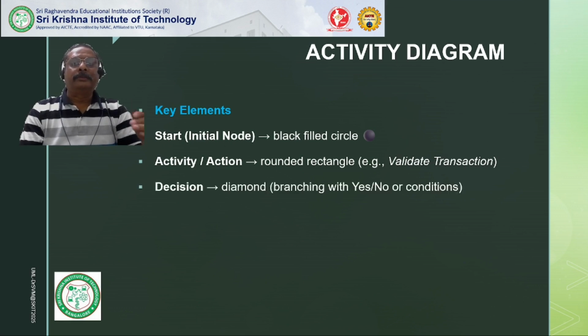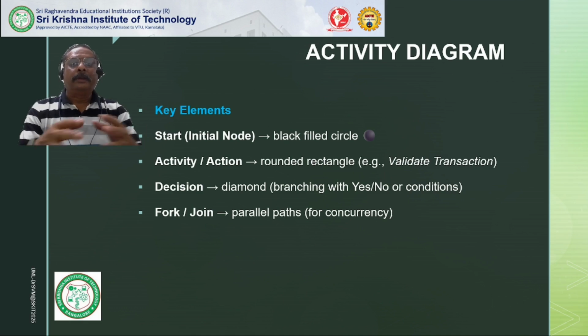Then decision is shown by a diamond, which is used for checking the branching with the conditions yes or no. If some condition is written inside the diamond, if the condition is true, yes. If the condition is false, no. Then for true, what to do, for false, what to do. So there is branching we can have, so that's a decision box we have.